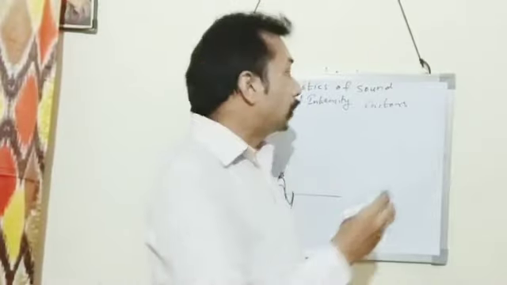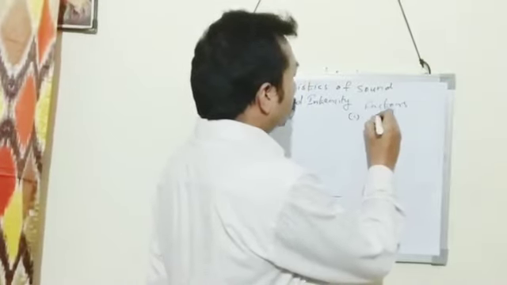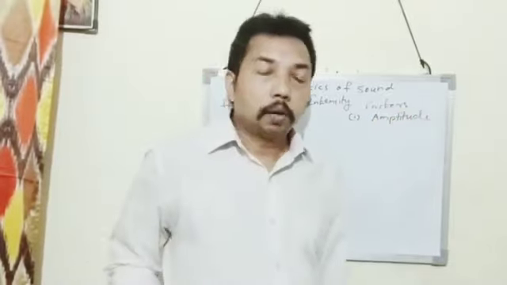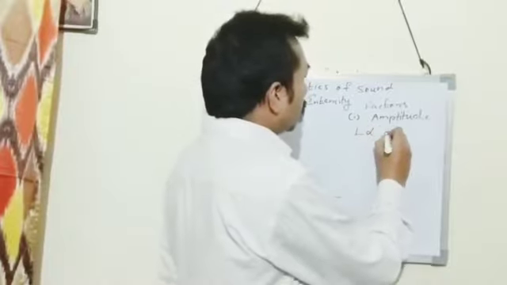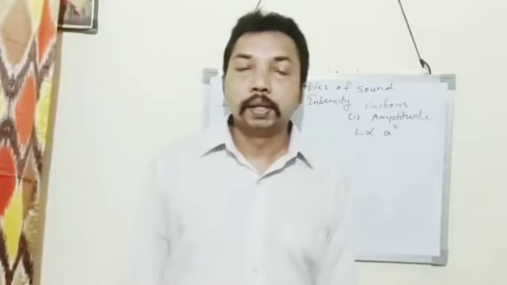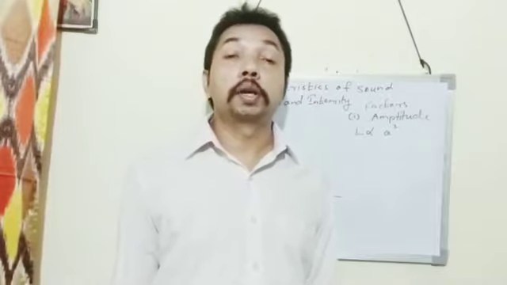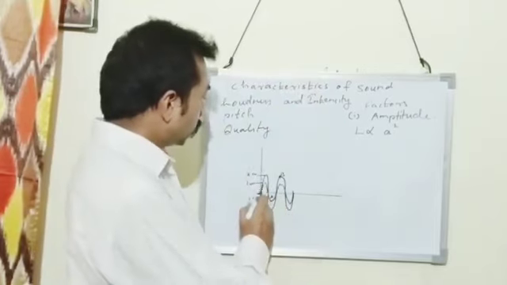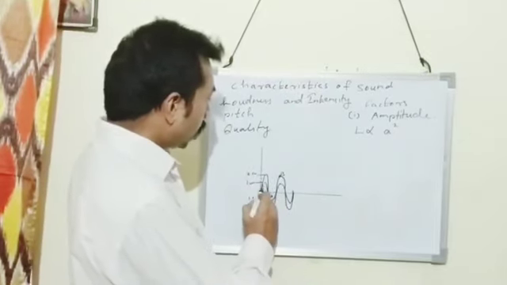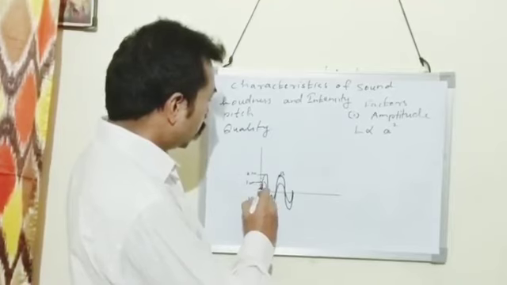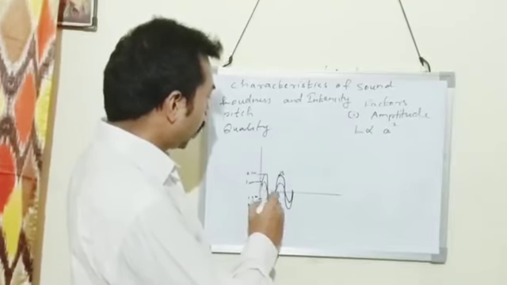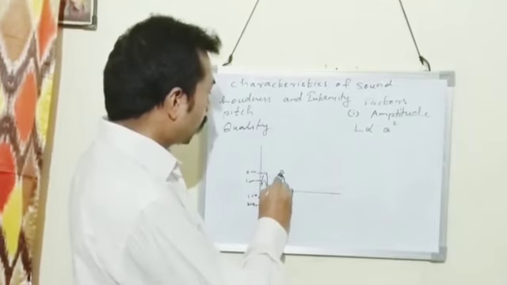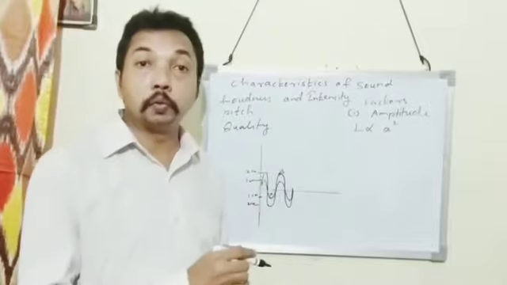One is the amplitude of the wave. Loudness is directly proportional to the square of the amplitude. Here I have drawn two waves. The wave with less amplitude is named A, and the wave with more amplitude is named B.